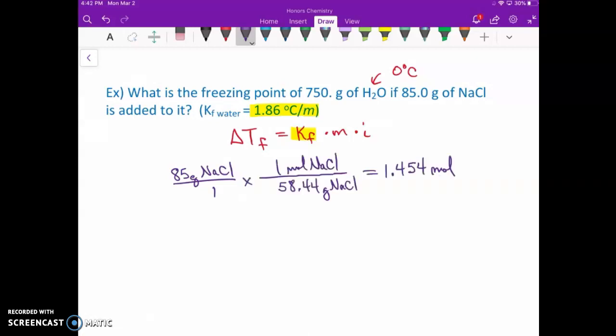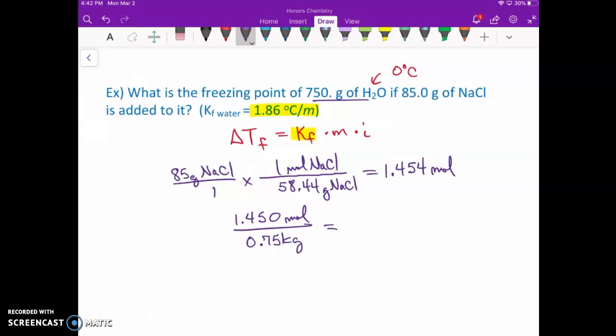Okay, so using the periodic table, I get 1.454, and then my grams of H2O. To find my molality, it's going to be moles per kilogram. Now I'm not going to show my work this time. I'm just going to move the decimal point over 3 times because I know 750 grams is the same thing as 0.75 kilograms. And then I'm just going to divide.